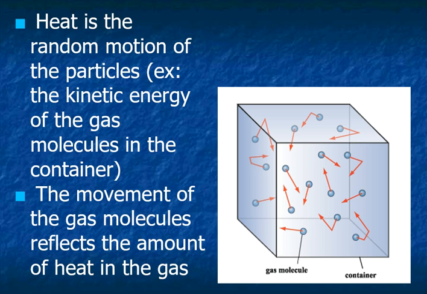Hello, everyone. Welcome back. So I hope you enjoyed the video. And as Bill Nye said, all objects have heat. Heat is simply the movement of molecules. In this case, heat would be the random motion of particles. For an example here, remember heat is simply a form of kinetic energy. So when we talk about heat, we're talking about the kinetic energy, for example, of the gas molecules in a container.